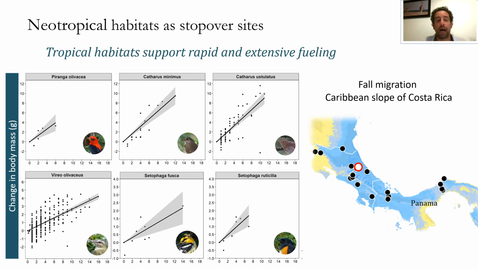And we have many examples of this now from multiple different sites. It's not just something that's restricted to some of these areas in northern Colombia. Here's an example from the Caribbean slope of Costa Rica, where we saw that cerulean warbler example. Here we have a bunch of different species, all showing similar long stopover durations and extensive fueling, and this remarkable set of recaptures in red-eyed vireos down the bottom left-hand corner, which just shows the sheer abundance of birds stopping over in this region during fall migration.